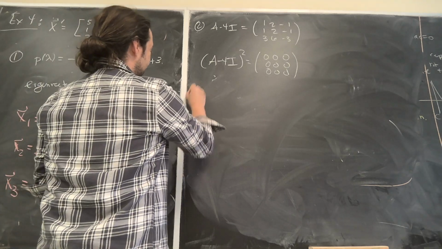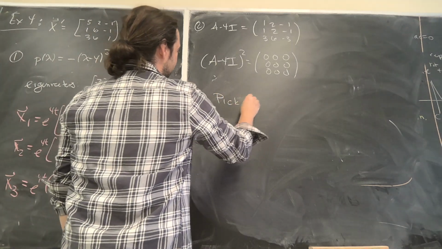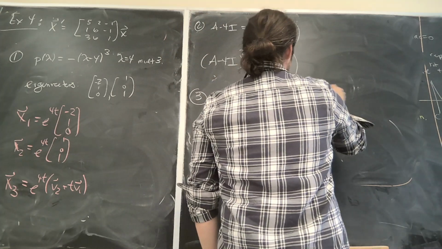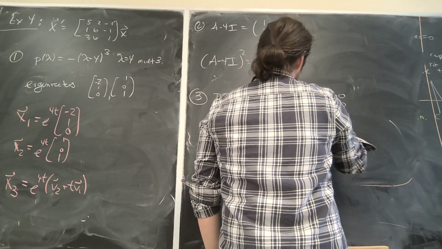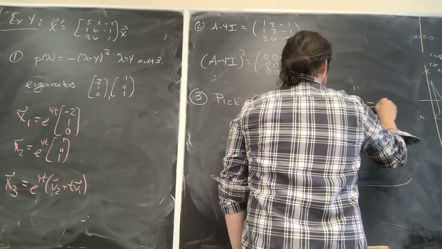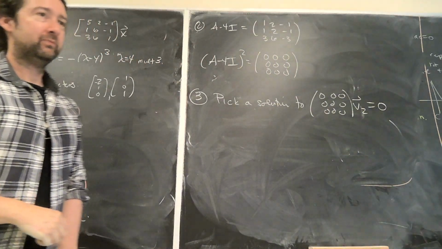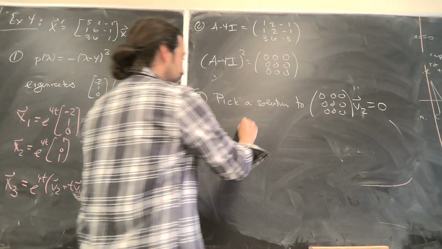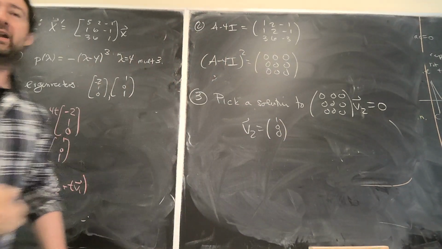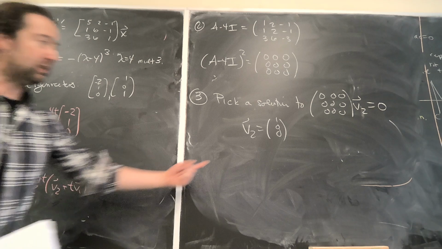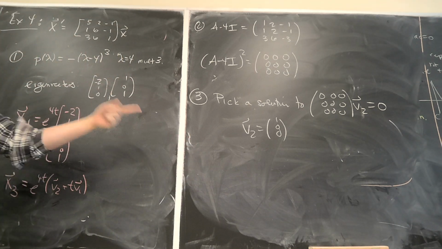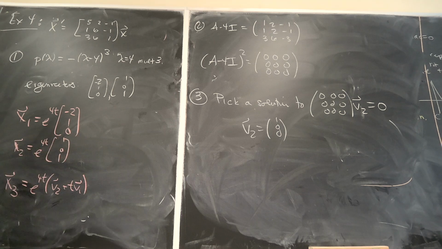Step 3. We're going to pick a solution to the system with v2 on the right side. I'm going to pick an easy one this time. I pick v2 is equal to 1, 0, 0. I'm not even going to bother to see if this is in the span of these. I'm just going to pick that vector and hope that I avoided the eigenspace.